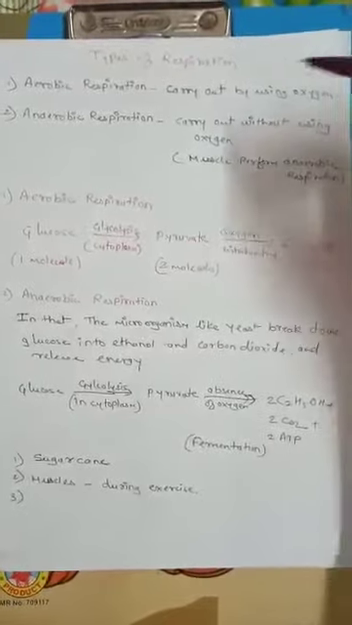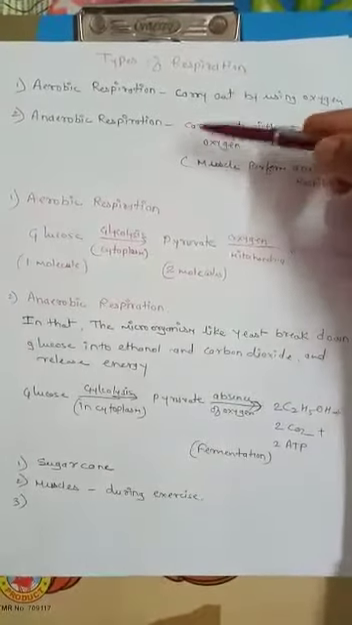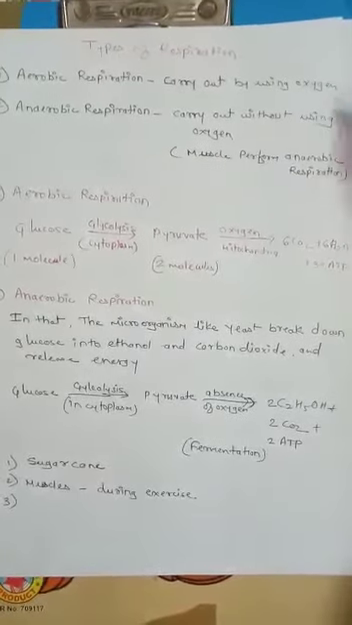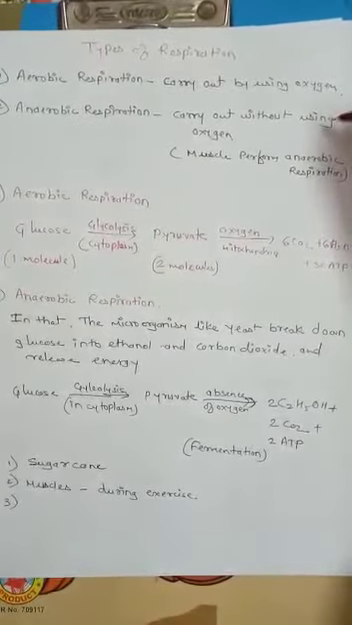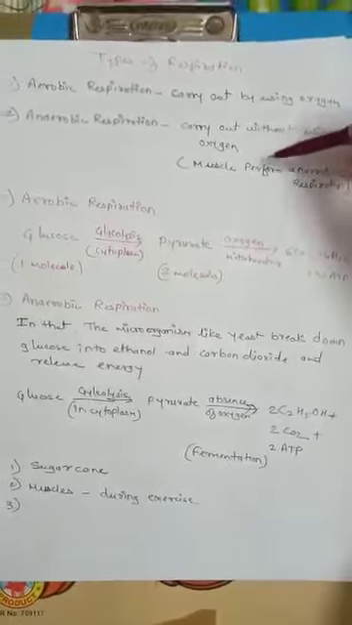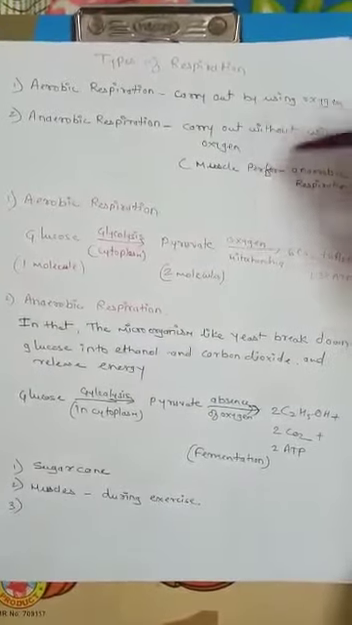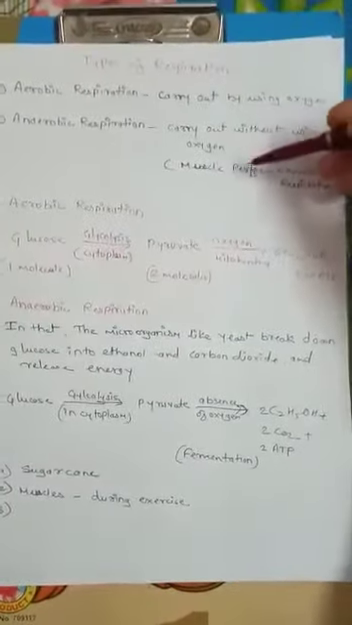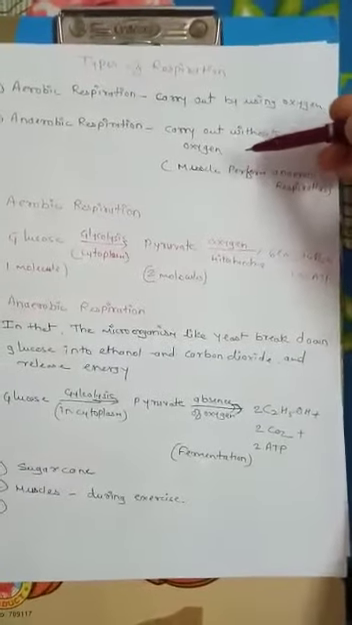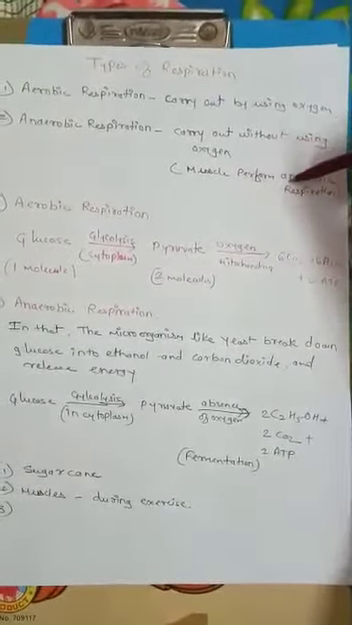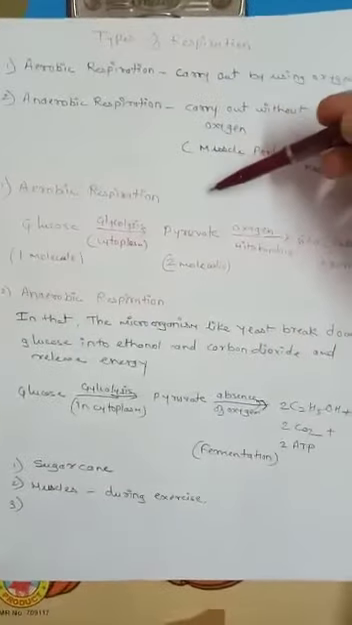All the organisms perform aerobic respiration. Now, second is the anaerobic respiration, which is carried out without using oxygen, or we may say in the absence of oxygen. One more point I have to add: in the previous class we studied that anaerobic respiration is performed by our muscles. Now, see in detail what is aerobic respiration.